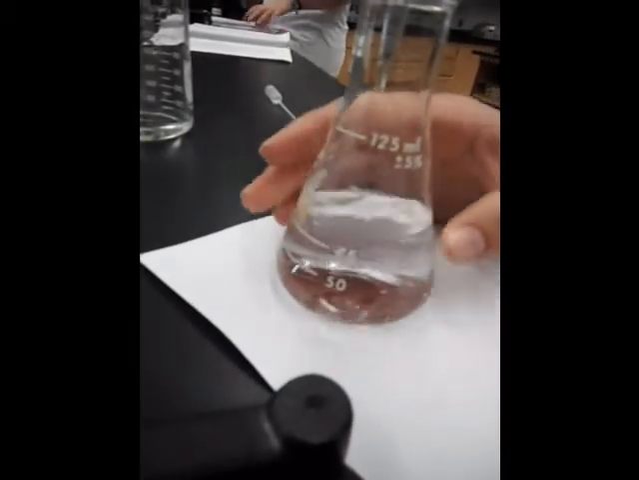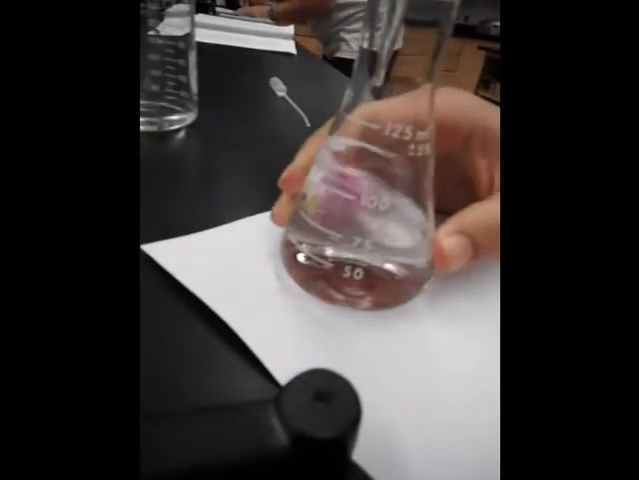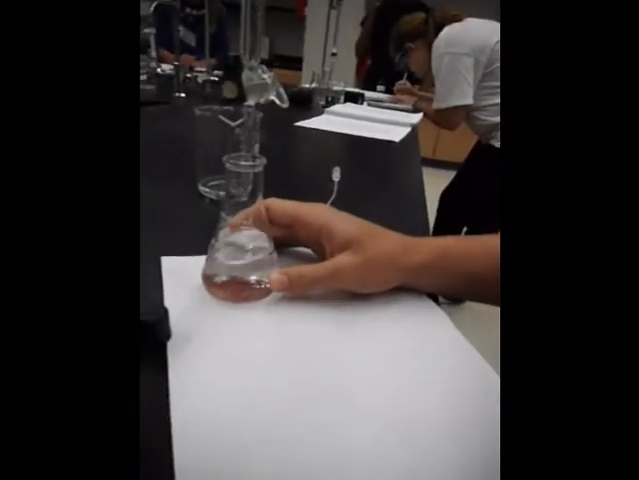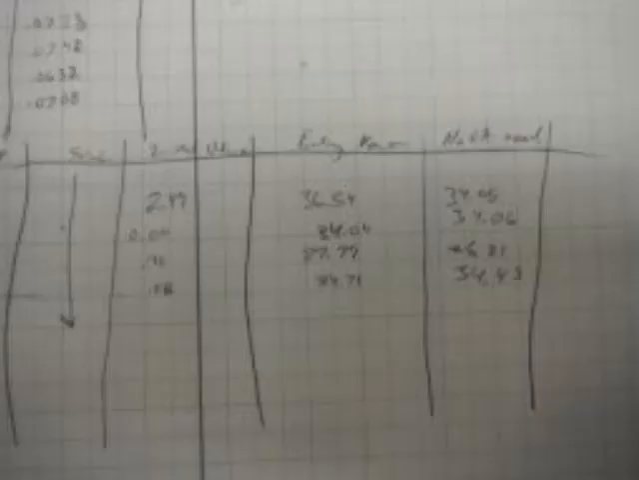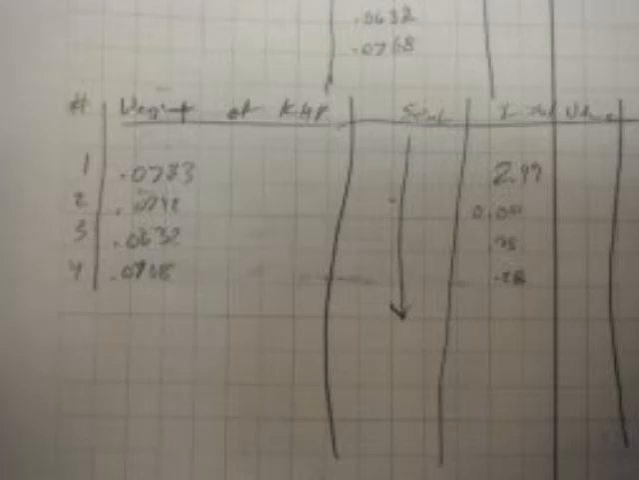Again, once you feel like you're close to the endpoint, you want to slowly add it until you feel that it's reached. A lot of times asking other people or comparing it to different solutions will help you, and that's going to be the endpoint that we had. And just like with the other ones, you want to subtract the initial from the final volume.